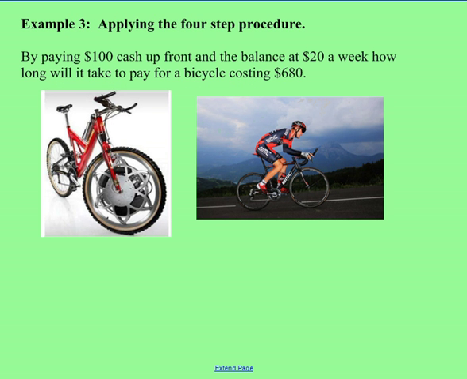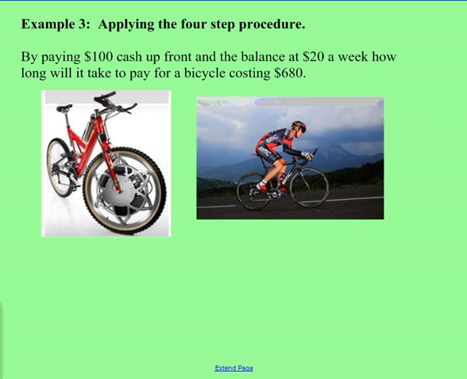Example 3. Now we're going to apply the 4-step procedure. Let's start by reading the problem carefully. By paying $100 cash up front and the balance at $20 a week, how long will it take to pay for a bicycle costing $680? Okay, so we're purchasing a bicycle. We're going to pay $100 up front. So if the bike costs $680, but we're paying $100 up front, that means we have $580 to pay off. And we're going to do that by paying $20 a week.